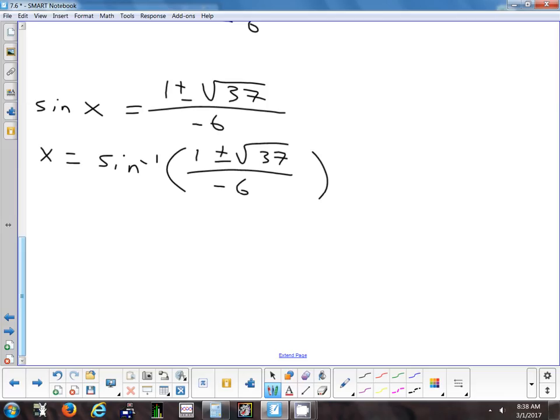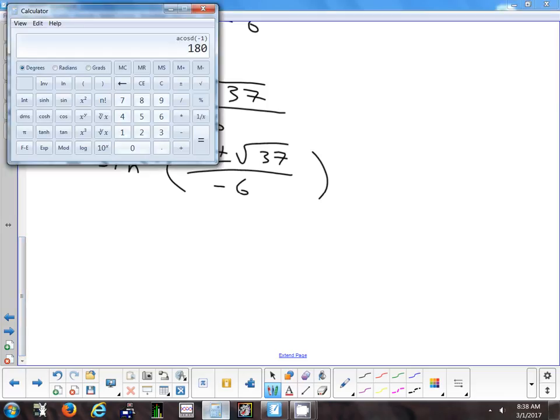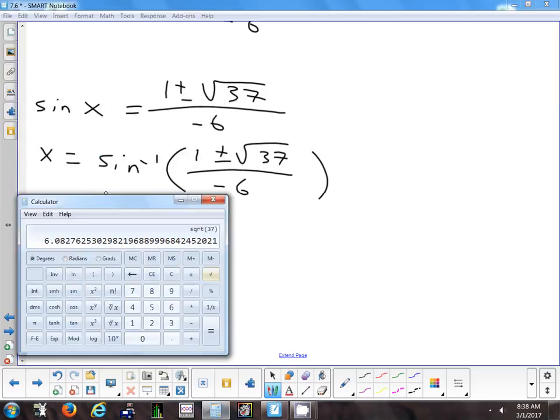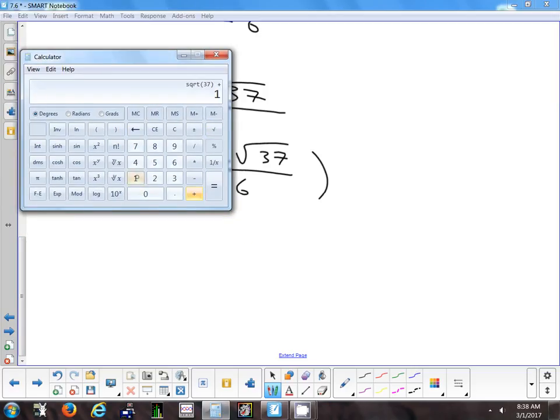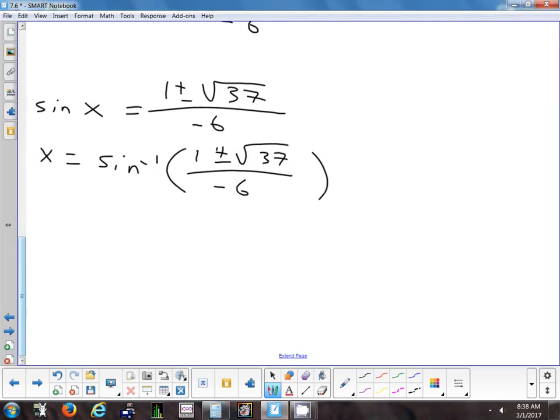So if it's confusing, you're like, what is he talking about? Just do it out and watch what happens. Square root of 37 plus 1 divided by negative 6. It's negative 1.18. Can you take the inverse sine of negative 1.18? No. So you don't have to worry about the plus. That just got rid of half our answers. Now, the minus will work. Okay? So that we need to do out.